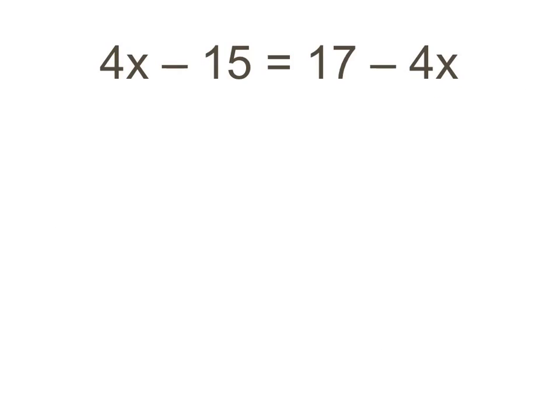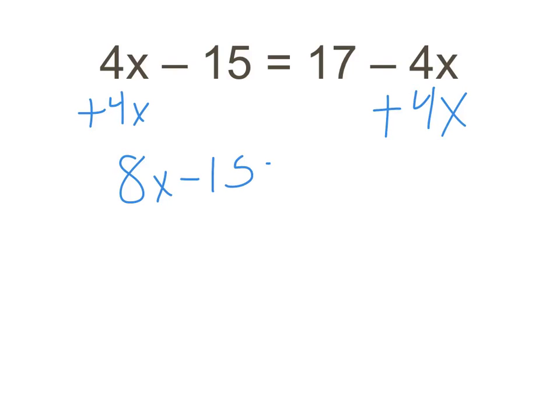So now we're going to look at 4x minus 15 equals 17 minus 4x. The first thing that we are going to do in this, since there's no parentheses, no terms that we need to combine, we're going to add 4x to both sides. So add 4x. So that's going to give us 8x minus 15 equals 17.